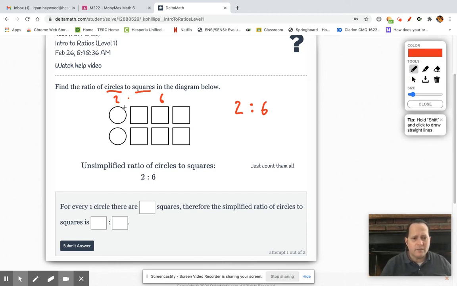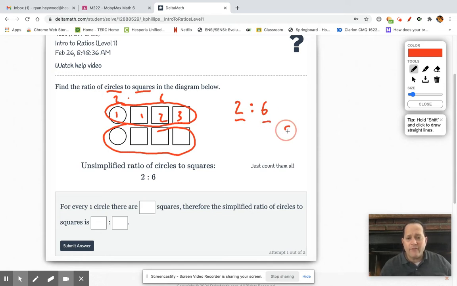Well, let's take a look at this and put these in 2 groups because we have 2 groups, 1 and 2. So for every one circle, we have 1, 2, 3 squares. And we can see that we divided this into 2 groups. If we have our greatest common factor, it is actually the number of groups that we divided it into, which is 2. So 2 divided by 2 is 1, and 6 divided by 2 is 3. So we see that we have 1 circle to 3 squares. All right, so let's go ahead and put that down, 1 to 3.